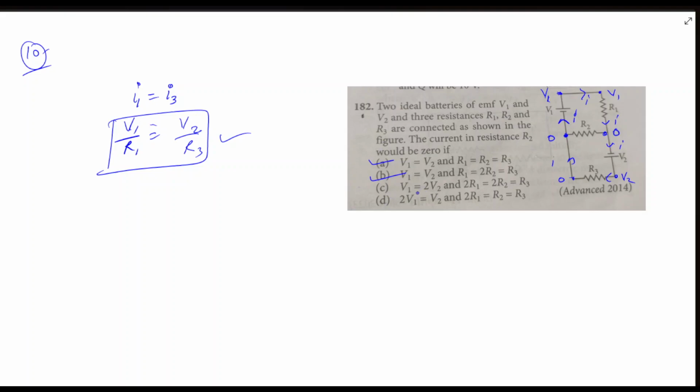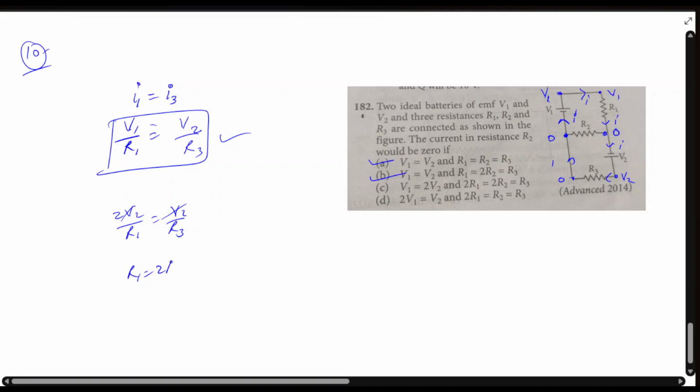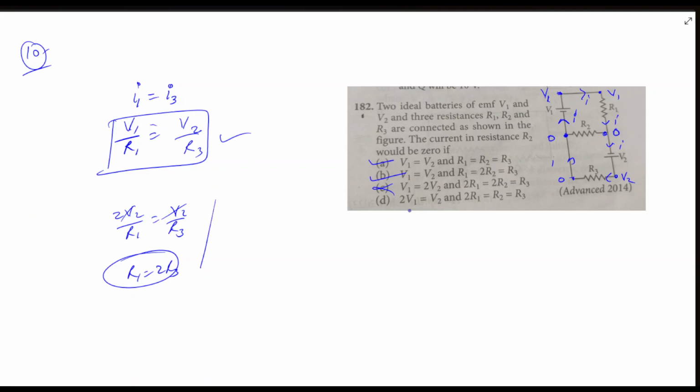Okay. Let's check C option. So V1 is equal to 2V2. So if you put 2V2 here, we will get R1 equal to 2R3. So this is wrong. Now let's put V2 as 2V1. So V1 upon R1 equal to 2V1 upon R3. So V1 will get cancelled. So R3 will be 2R1. So D is correct. Okay, it's quite an easy question again.